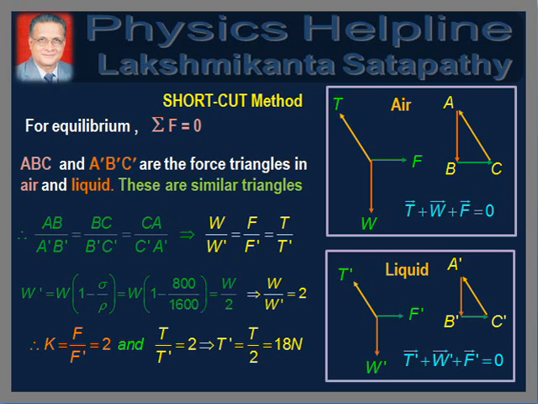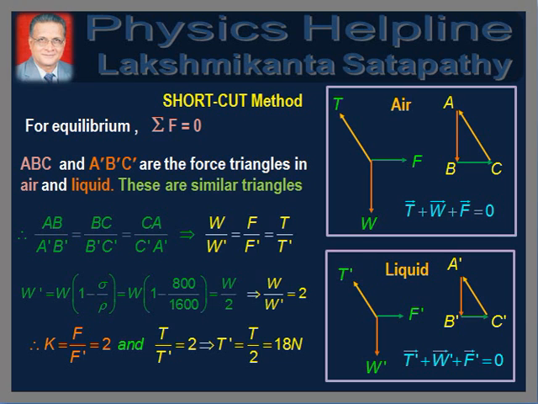The force triangles A, B, C for air and A dash, B dash, C dash for the liquid are shown in the figure. These are similar triangles. Therefore, we have AB divided by A dash B dash is equal to BC divided by B dash C dash is equal to CA divided by C dash A dash. As the sides of the triangles represent the forces, we have W by W dash is equal to F by F dash is equal to T by T dash.